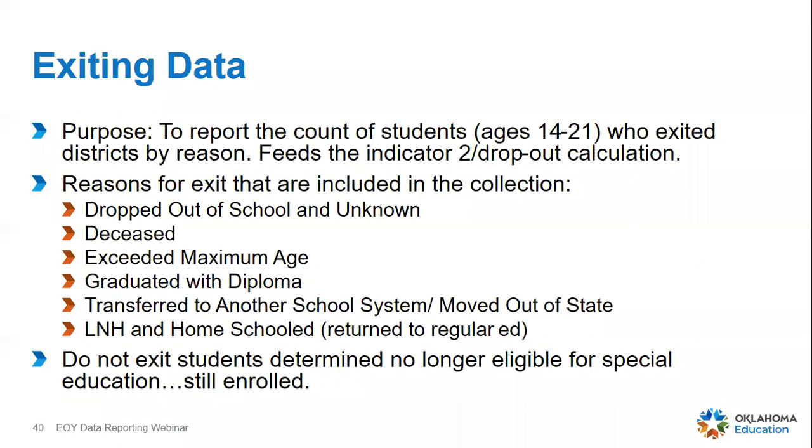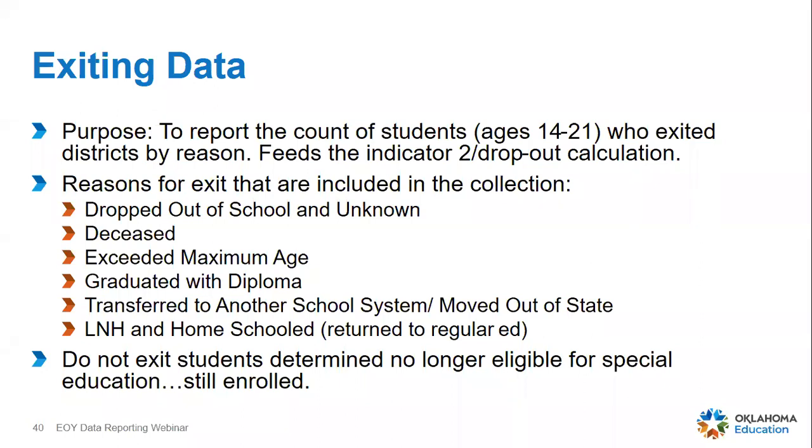We look at many different reasons for exit that are included in the collection. We report all of these federally. Dropped out and unknown, deceased, exceeded maximum age. So if they turn 22 during the year, but they don't really graduate, they just exit because they've reached their maximum age. Graduated, transferred to another school system or moved out of state, and then exit reasons for Lindsay Nicole Henry Scholarship and moved homeschool. Okay, and both of those are considered return to regular ed.